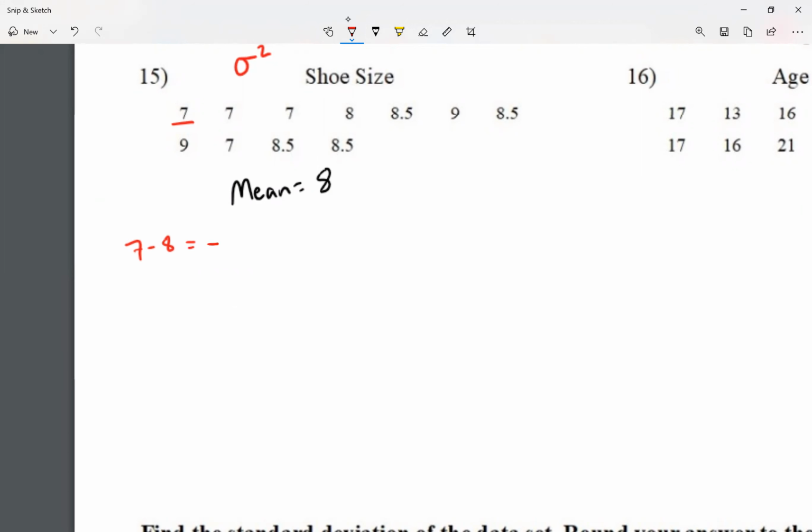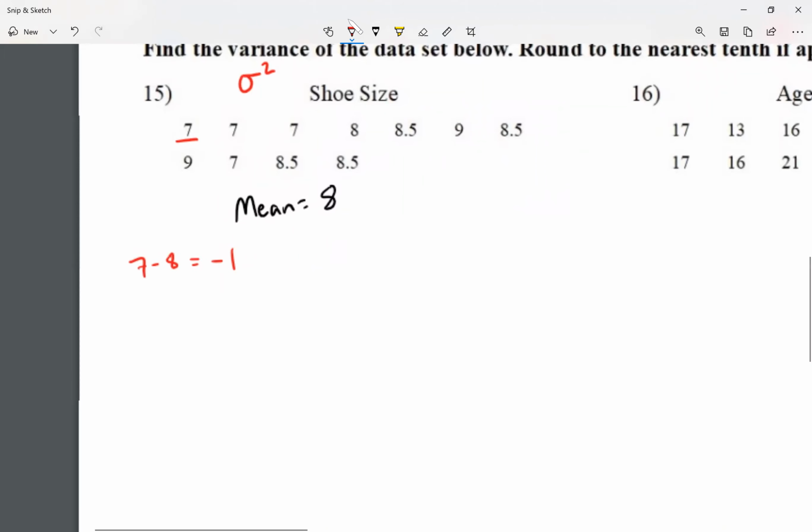And that gives me a -1. But then, notice how my variance, I called it squared. It looks like sigma squared, right? So in this case, what I'm going to do, I'm going to find a difference. -1 squared will become +1. Okay, I found the first difference squared.